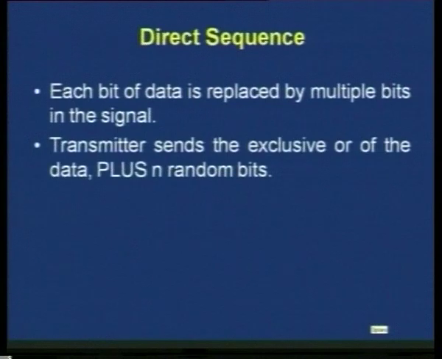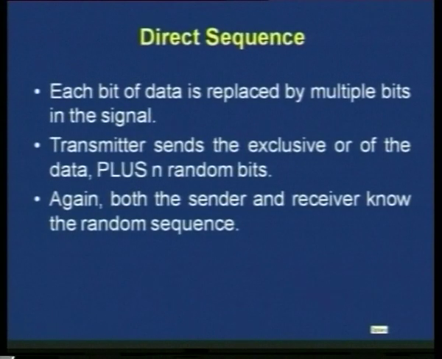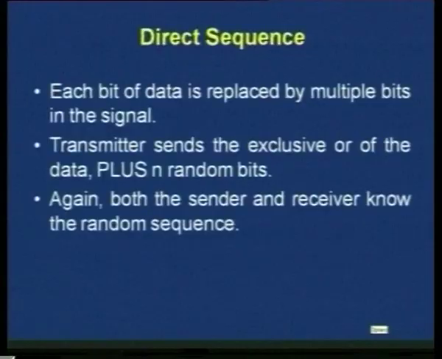And how do you replace it by multiple bits in the signal? The transmitter sends the exclusive OR of the data plus a set of n random bits. So each bit now will be transmitted as n bits. Now how do you generate these n bits corresponding to the signal? You have a set of n random bits. Again, both the sender and the receiver know the random sequence that is used. So the receiver can use the same set of n random bits and recover the signal from this. And since we are using an exclusive OR function, if you again do an exclusive OR with the same set of random bits, you will recover the original signal. That is the idea that is used in direct sequence spread spectrum.